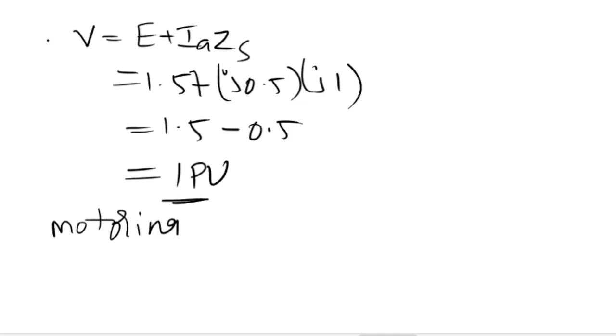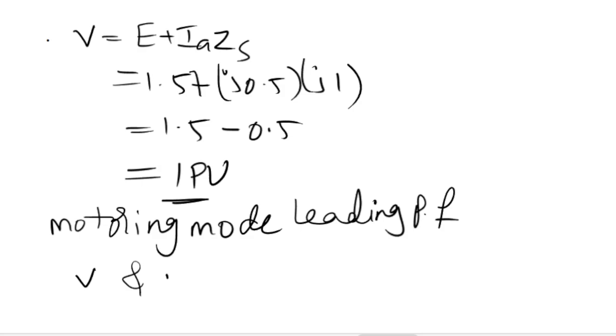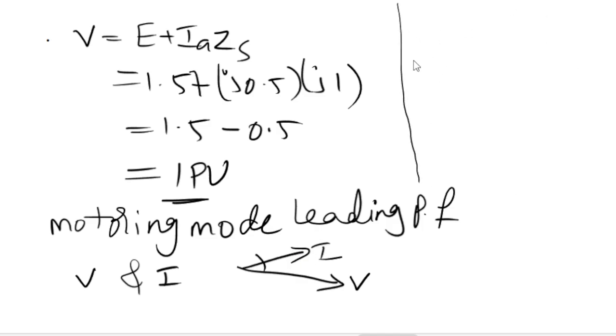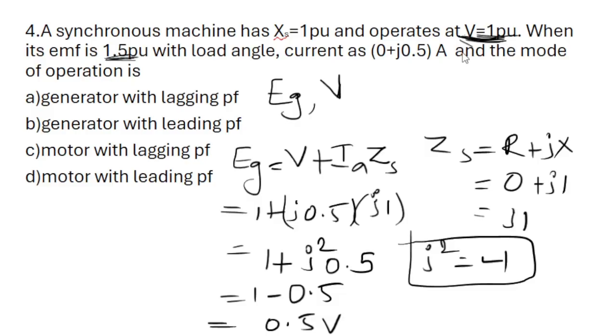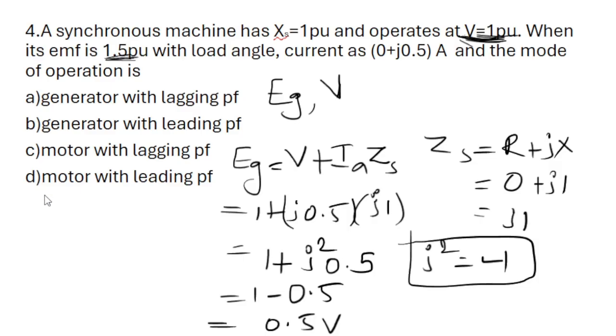How do we say that it is operating at leading power factor? The load power factor depends on the relative phase angle between terminal voltage V and the current I. A leading power factor implies the current leads the voltage by an angle. In motoring mode, E is equal to V plus jI, 1 plus j0.5. Here, E has a real part of 1 and an imaginary part of 0.5. The internal EMF E leads the terminal voltage here. Since the current phasor I contributes positively in the j direction, it confirms that I leads V, resulting in a leading power factor. So here option D is the correct one, motor with leading power factor.